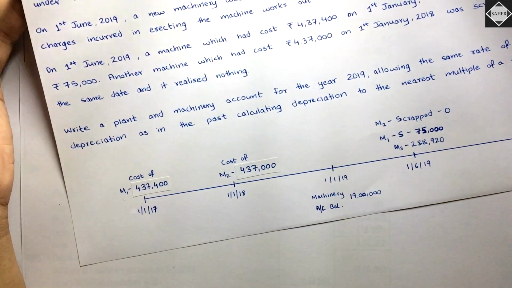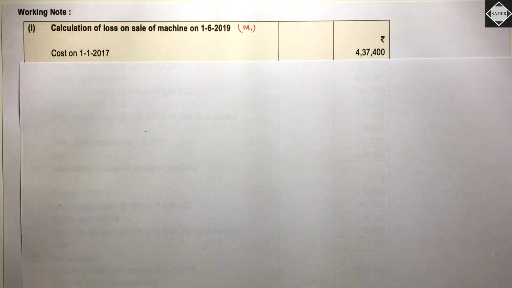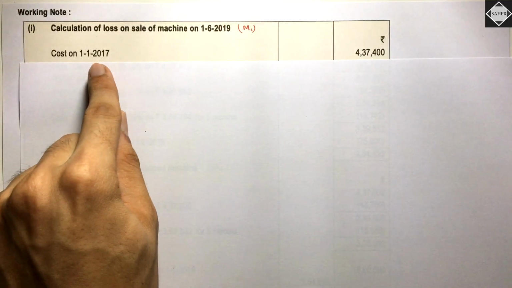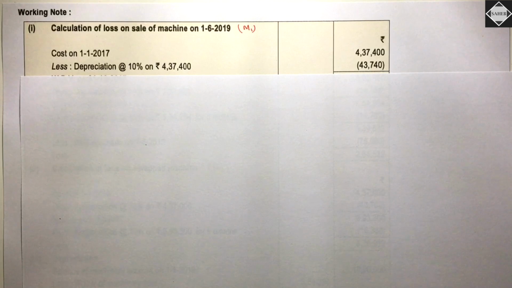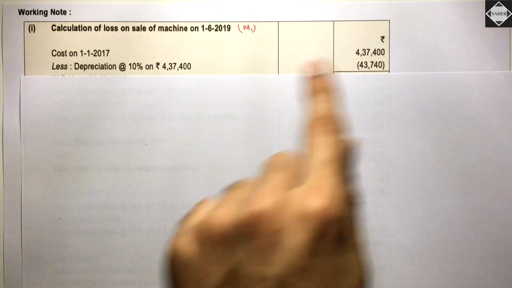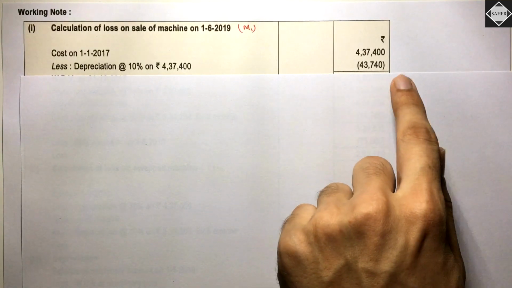You will get profit or loss, right? What is the rate of depreciation? 10%. Let's do that. See, it's really simple. First you will take the cost on 1st January 2017, 4,37,400, charge the depreciation of 2017. So less depreciation at 10% on this 4,37,400. That is, just cut 1 0, 43,740.